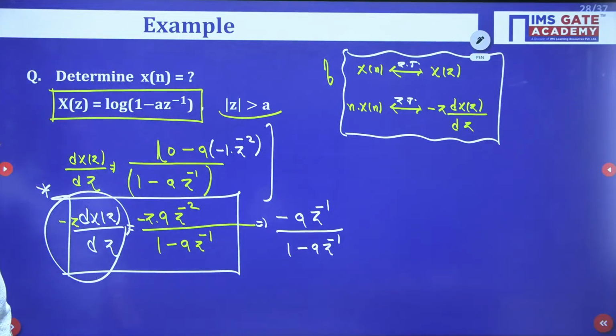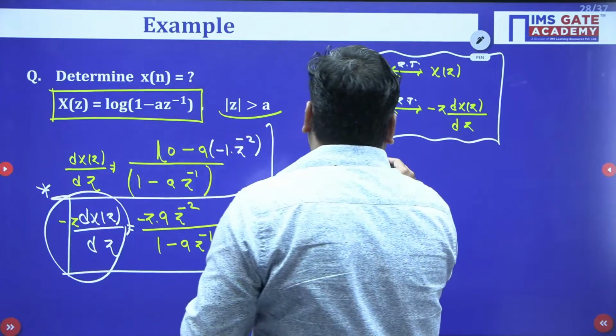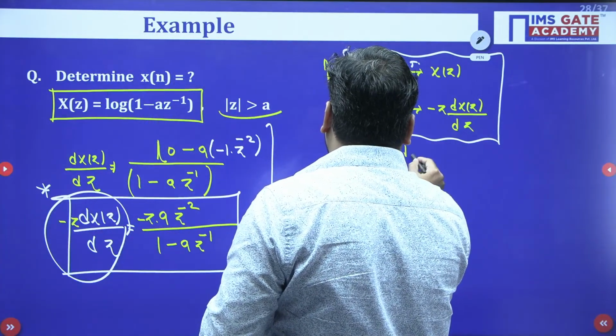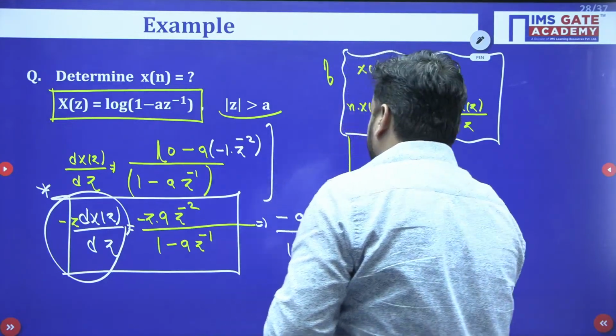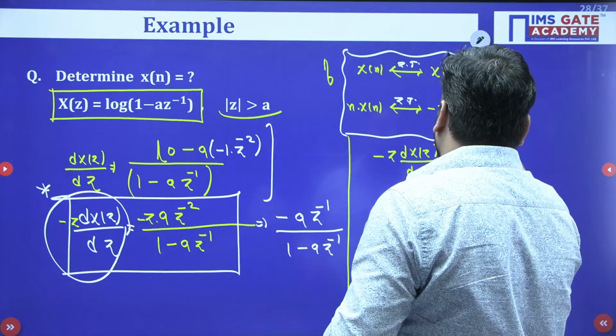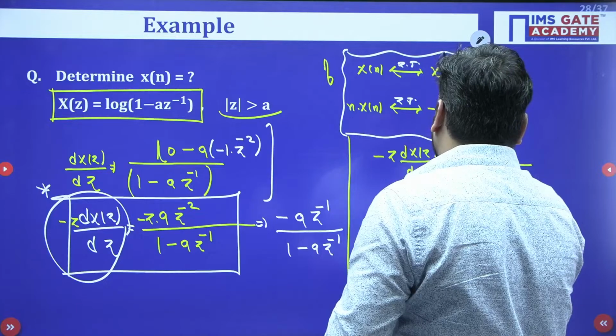And if I take the inverse transform on both sides, now I will write this complete expression again here. My left hand side is equal to minus z dX(z) upon dz, and my right hand side will be minus a z inverse upon 1 minus a z inverse.